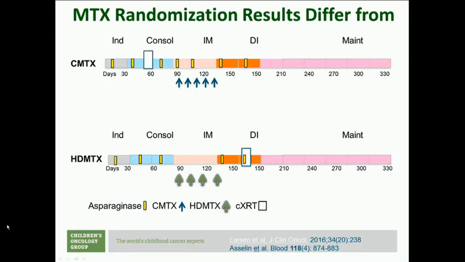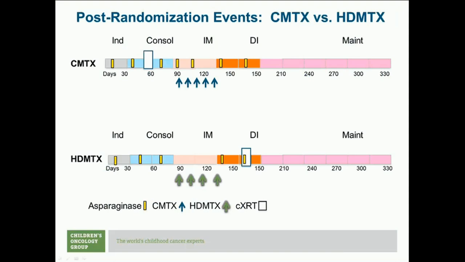And this is the important part about looking at clinical trials and confounders. So we went back and we looked at what's truly different about those two arms, the Capizzi and the high-dose methotrexate. If you lay them out, IND is induction, consolidation, interim maintenance, DI, and maintenance, and then the yellow markers are for asparaginase dosing. The arrows, either green or teal, I love that color teal, are for high-dose methotrexate or Capizzi dosing, and that white block is where they receive cranial irradiation.